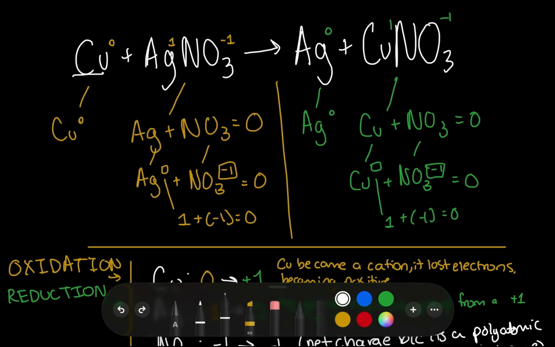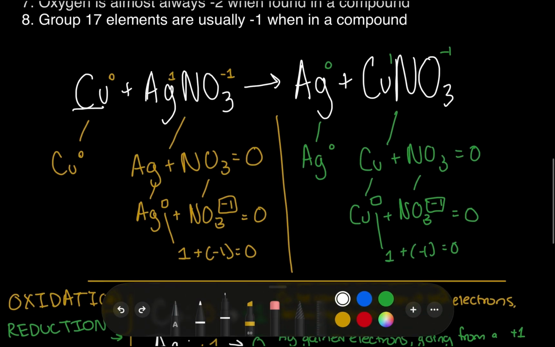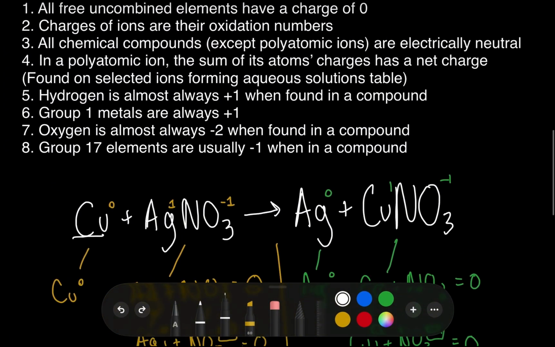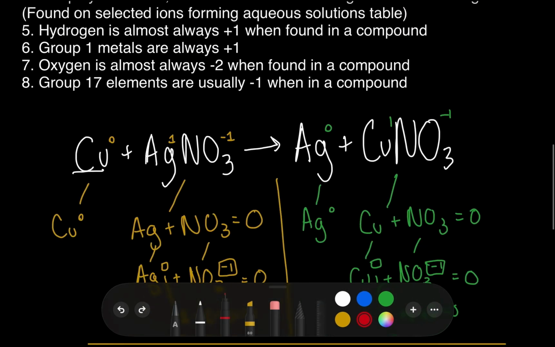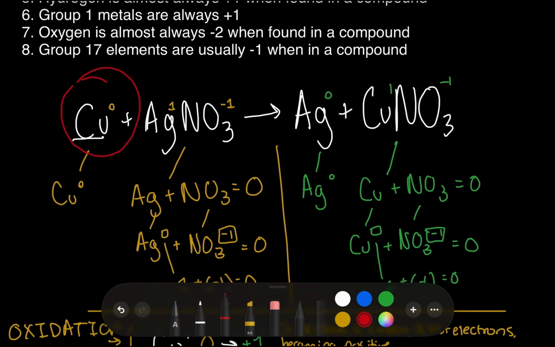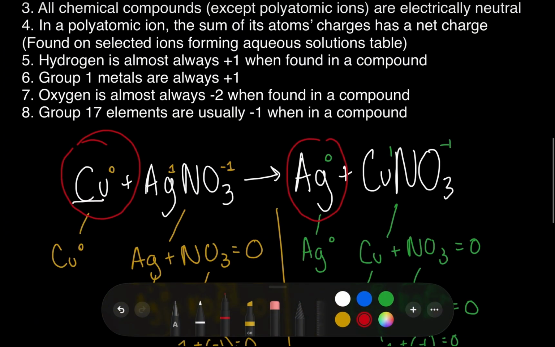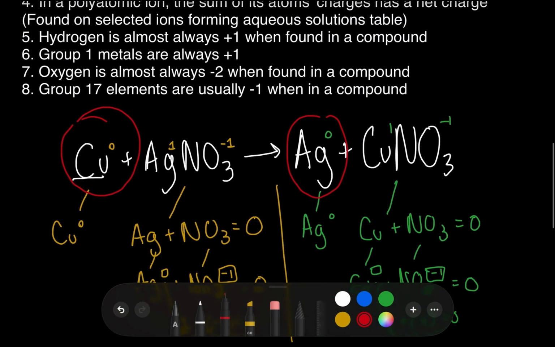This is also a redox reaction because electrons are transferring. So let me just explain that part really quick. If you look back at our rules, Rule number 1 says all free uncombined elements have a charge of 0. Now here, we see that copper is free and uncombined, and Ag is also free and uncombined, which is why it has a charge of 0. We see that right there.